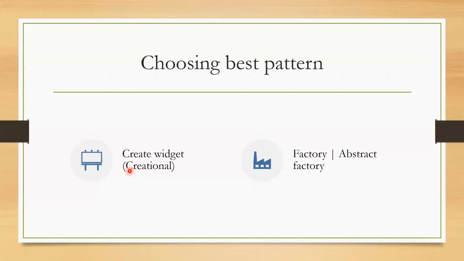So factory pattern and abstract factory pattern. Both are used to create objects. So what is the difference between factory and abstract factory? Factory creates objects where the classes inherit from one interface. Did you understand?